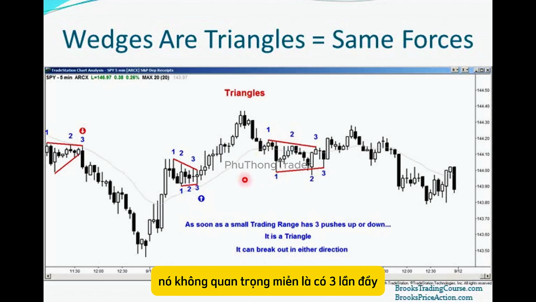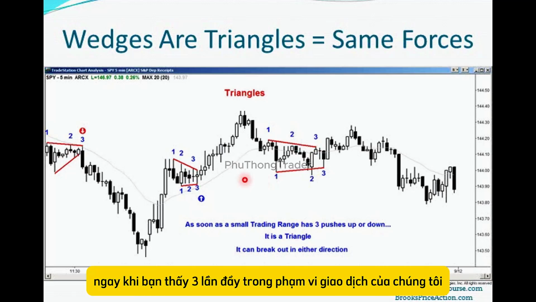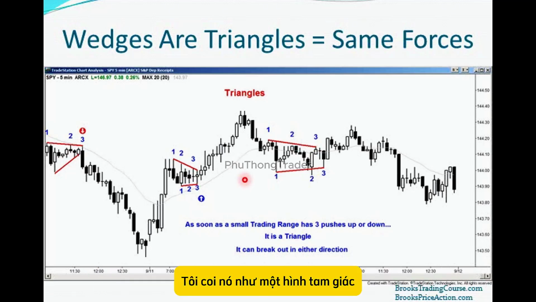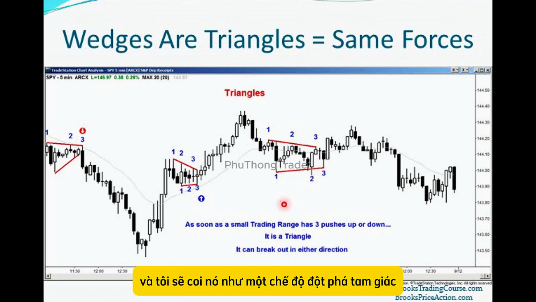It doesn't matter. As long as there are 3 pushes, as soon as you see 3 pushes in a trading range, I treat it like a triangle, whether or not it has a triangle shape. For example, leg 2 here fell below leg 1, and this does not have a triangle shape. But functionally, it's the same price action as a triangle, and I would treat it as a triangle. Breakout mode, it can break out in either direction.